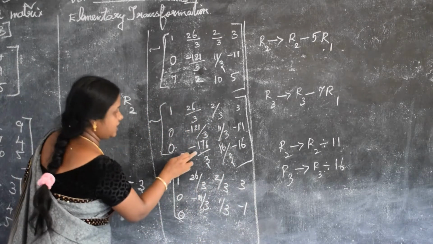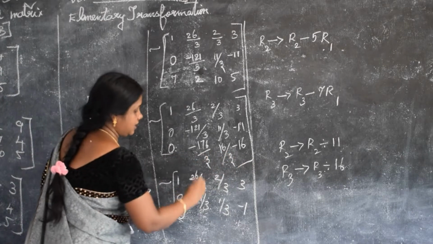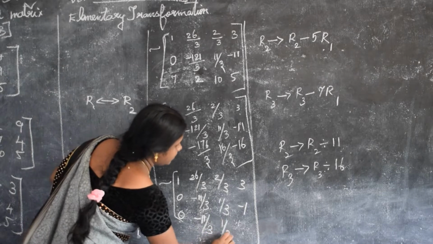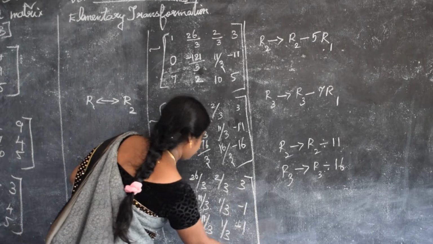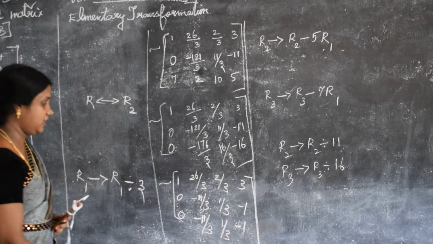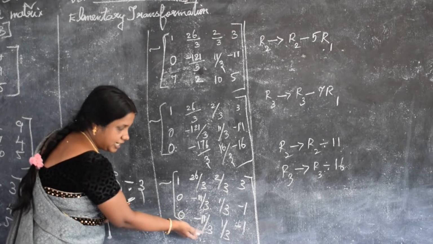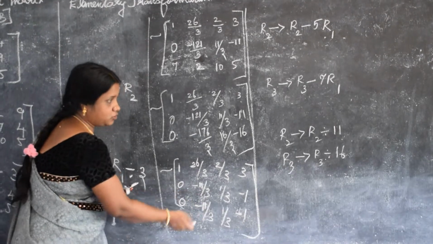Divide throughout by 16 here. Our R3, you have to divide by 16. Then what will come? Minus 11 by 3. Here 1 by 3, minus 1. Have you understood? See, now also we didn't get 0. If 0 is not coming here, what should we do? You have to subtract R3 and R2.